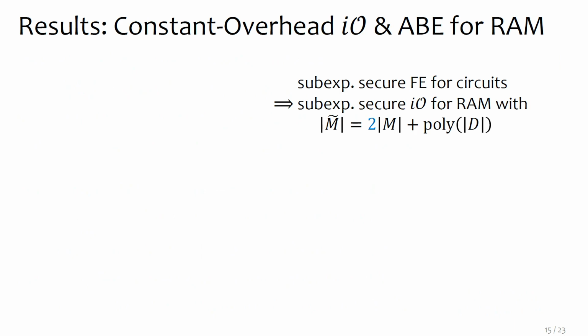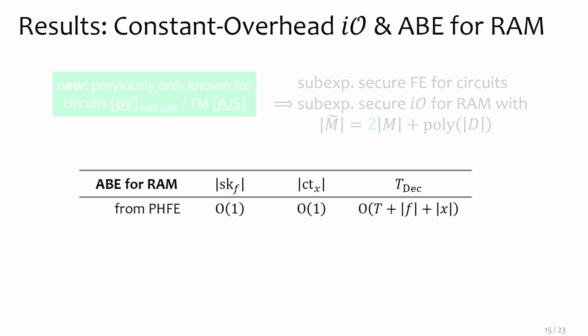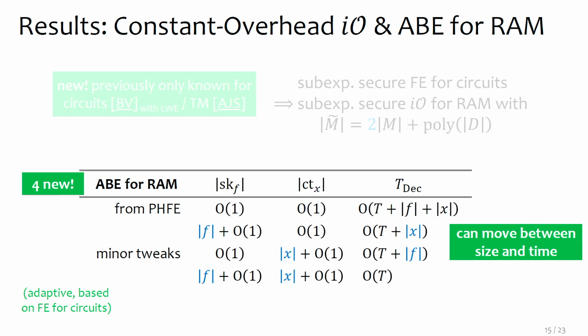In addition to the FE result, we also obtain constant overhead iO for RAM and attribute-based encryption for RAM. Basically, sub-exponentially secure functional encryption for circuits will imply sub-exponentially secure iO for RAM with the obfuscated program being rate 2 in the program itself. Previously, rate 2 obfuscation was only known for circuits or Turing machines. And for ABE, directly from PHFE, we have constant size keys and ciphertexts, and the decryption time being linear in both the running time of the RAM and the description size of f and x. We can also tweak our construction to move the dependency on f and x between the sizes and the time. And all of these results were unknown previously.